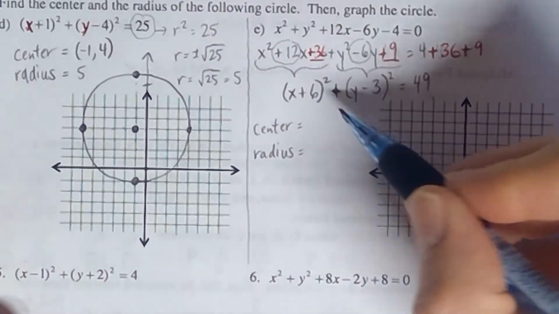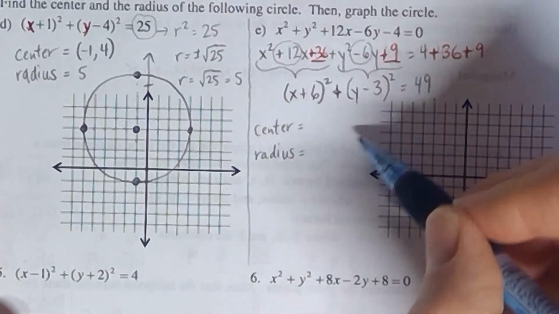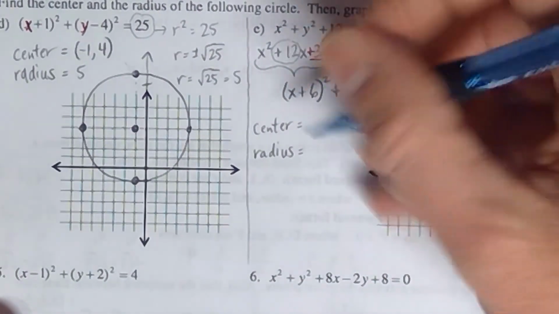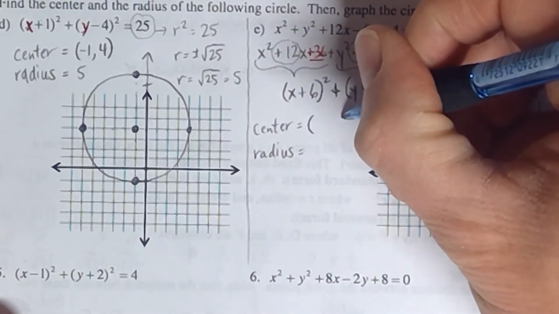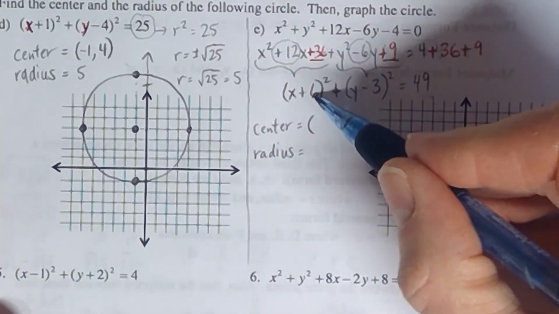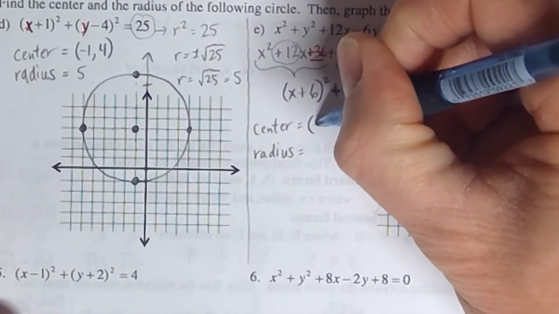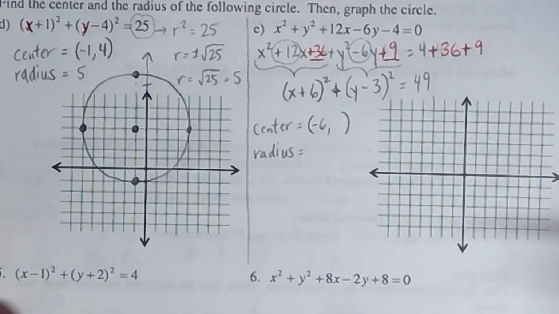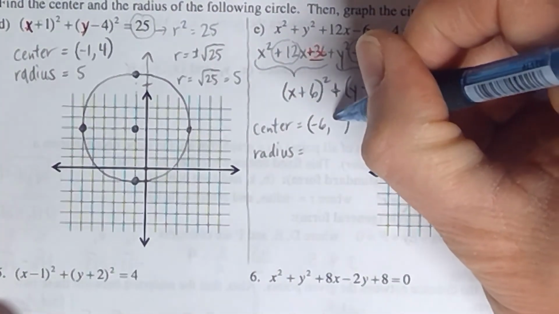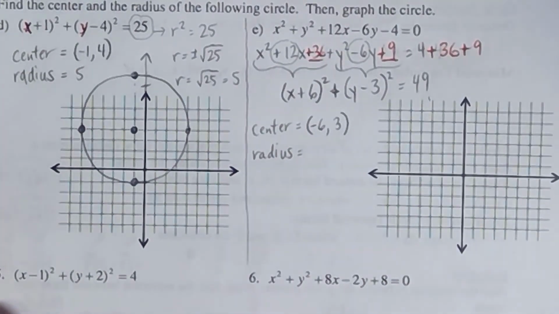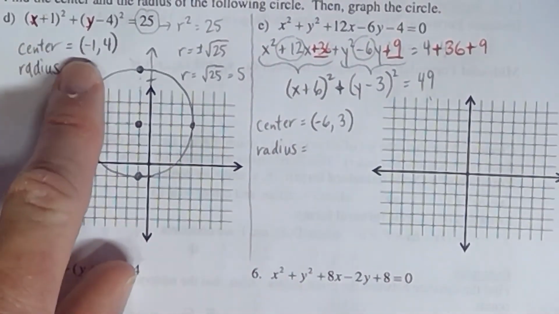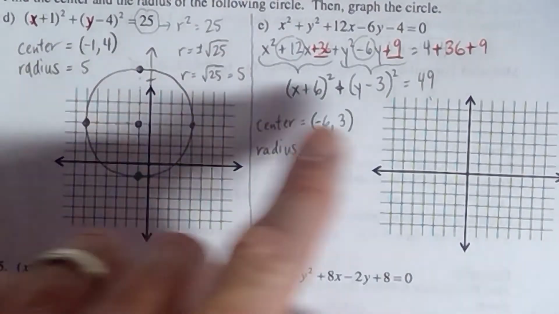The center, remember when you go from the equation to figuring out what the center actually is, the two numbers that are the center, your ordered pair, you got to change the signs. So 6 becomes negative 6. Negative 3 becomes positive 3, just like I did here when I changed the signs to get negative 1 and positive 4. Same thing here.